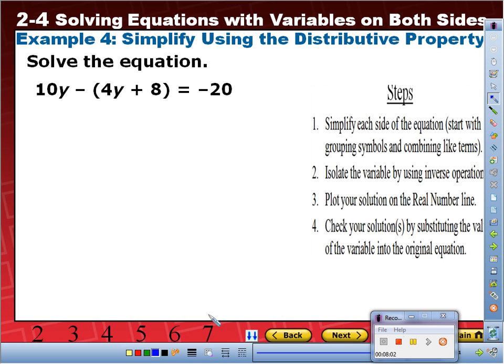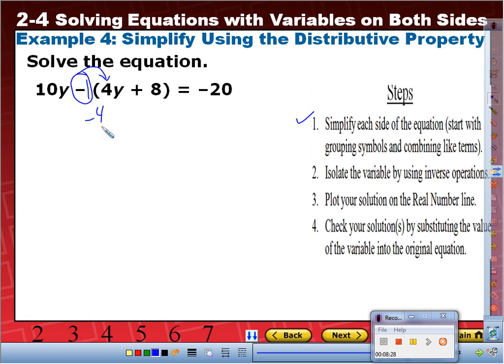Okay, let's do this one together. Here we go. Step 1, simplify each side of the equation. Start with grouping symbols. Can we combine like terms inside? No, the 4 has a variable and the 8 does not, so they do not combine. However, is there a coefficient in front of the parentheses? A 1, so this becomes a negative 1. So what is negative 1 times 4? Negative 4y. What is negative 1 times positive 8? Negative 8. Bring everything else down: the equal sign, the negative 20, and don't forget over here the 10y.